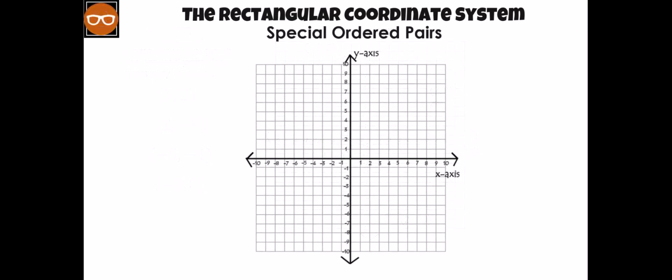Remember earlier I was talking about the center being called the origin? Well, we have some special ordered pairs, and that's what we're going to talk about next. The first one is the origin. That's always 0, 0. That's always the center of our graph. It doesn't matter what rectangular coordinate system you're working with, the center is always 0, 0.